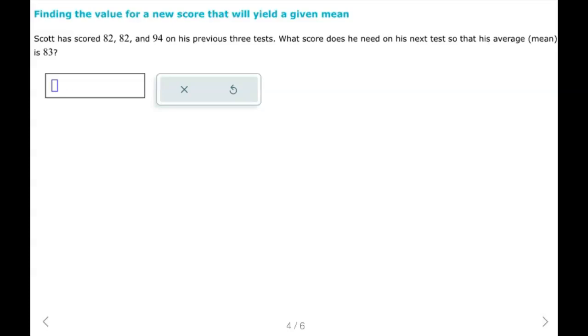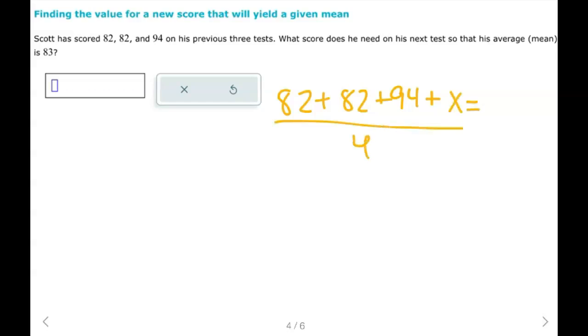All right, similar here, we've got three tests: 82, 82, 94. Oops, messed that up. And then we're looking at the fourth test to have an average of 83. So we can multiply both sides by 4. What that does is it tells us the total number of points that person needs in order to have an average of 83. So multiply that together, we get 332.